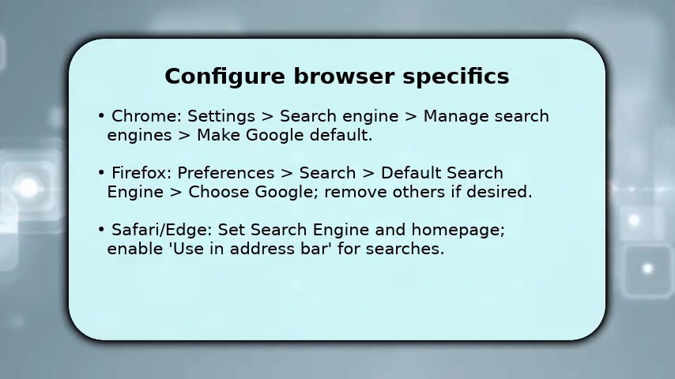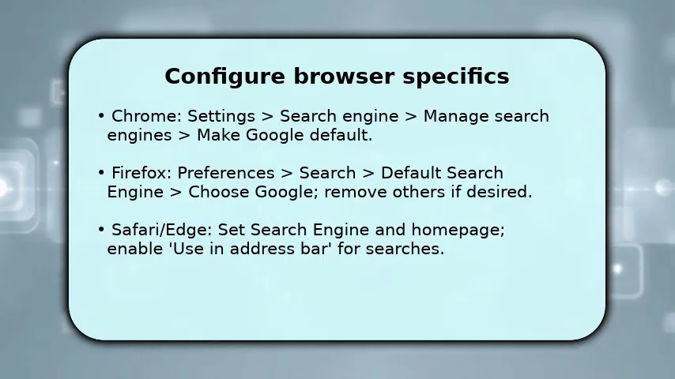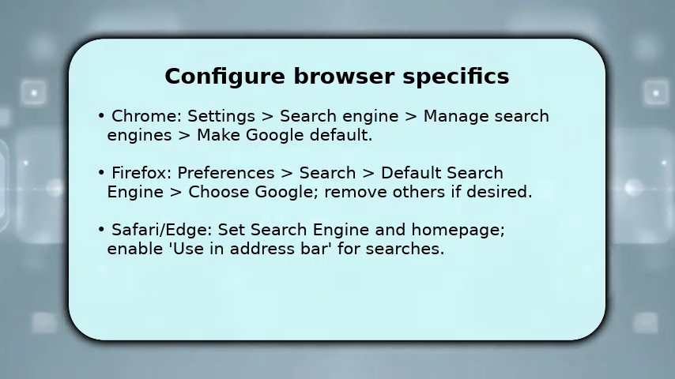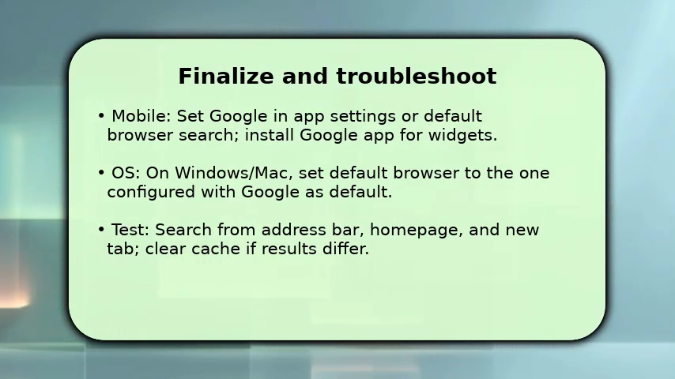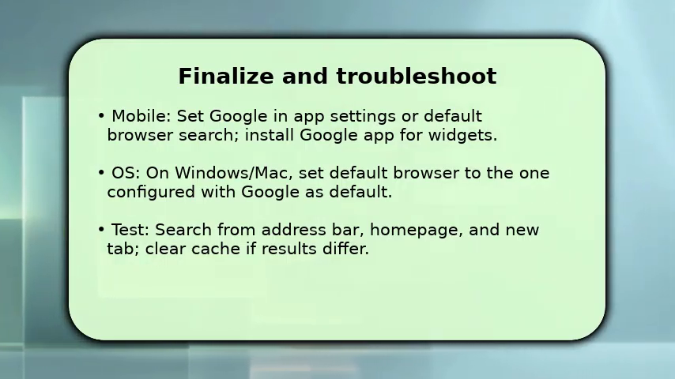Once done, enable sync to carry these choices. Finish by applying settings on other devices and testing everything. On mobile, set Google as the default search in your browser or install the Google app and add a widget for instant searches. On your computer, make sure the OS default browser matches the one you configured with Google.